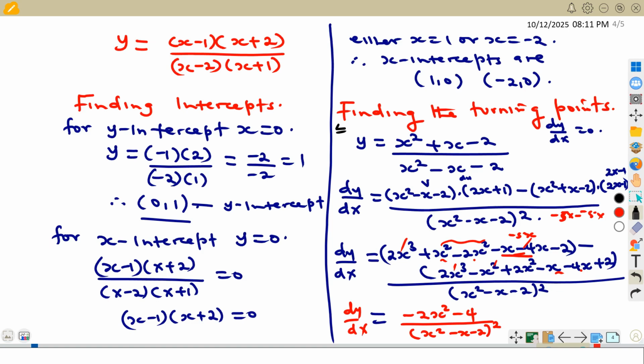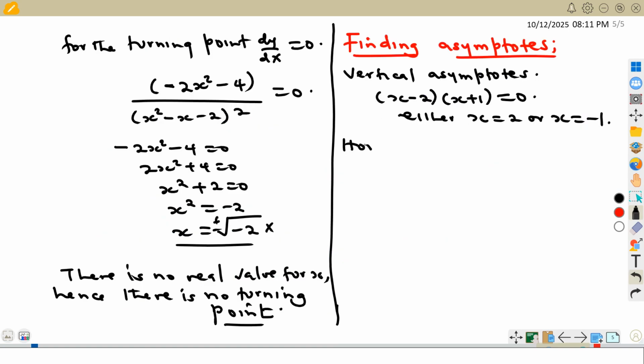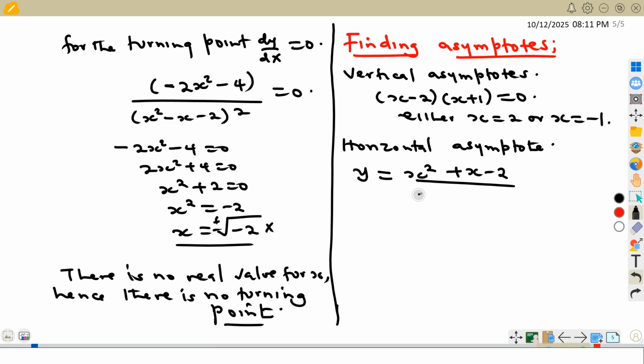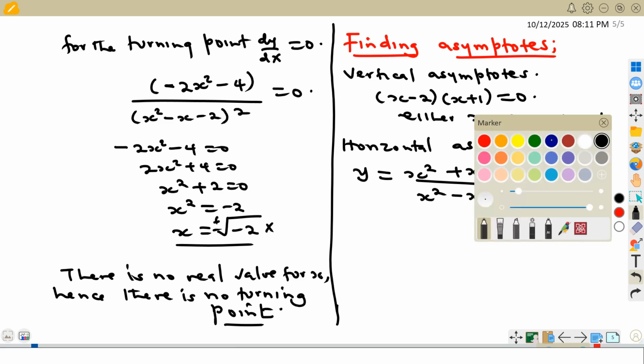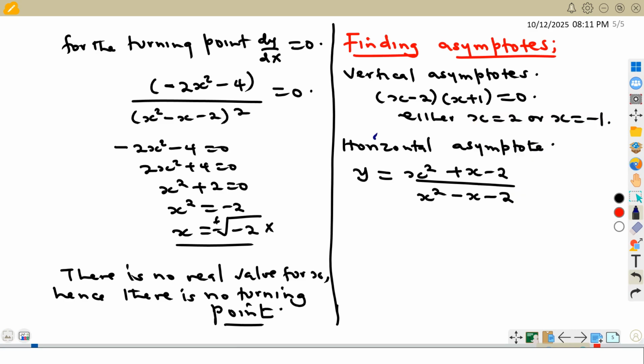So let us look at the horizontal asymptote now. And the horizontal asymptote, we said, is a value of y for which x tends to infinity. So let us have our curve. The simplified expression was x squared plus x minus 2, and we are dividing this by x squared minus x minus 2. So we want to look at how we get the horizontal asymptote.